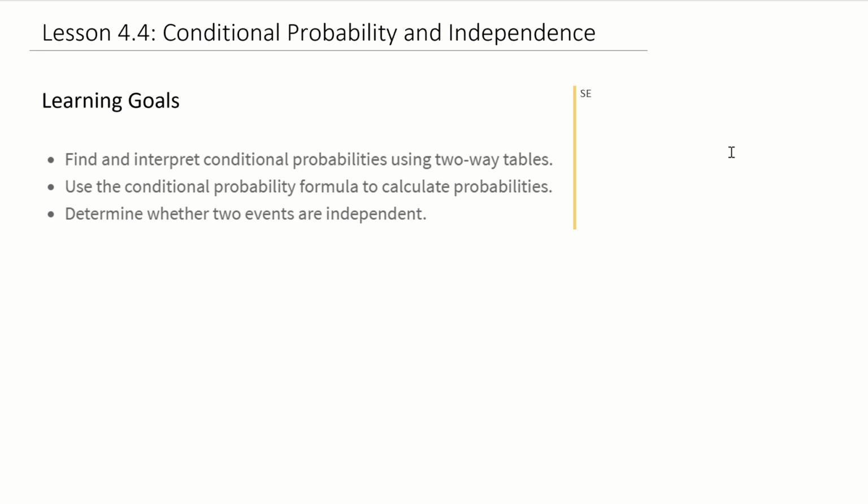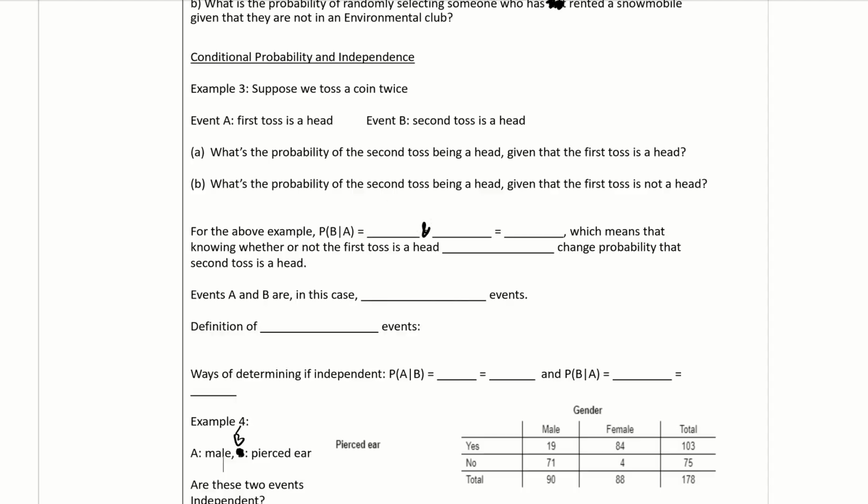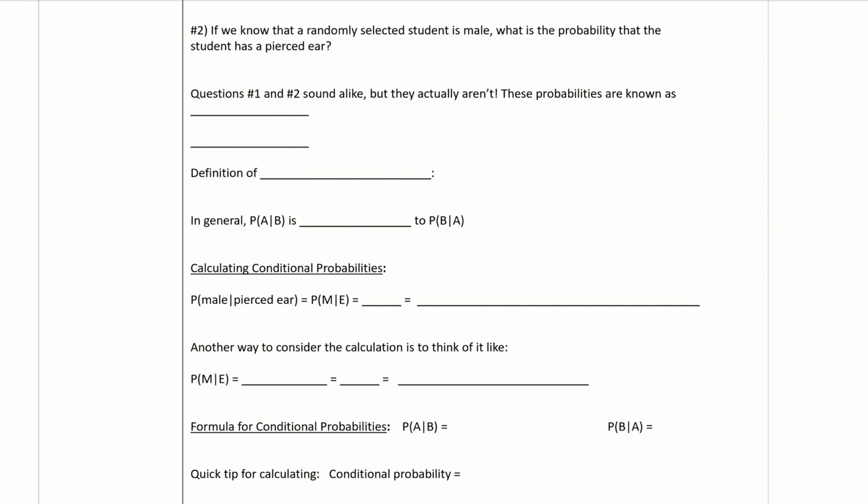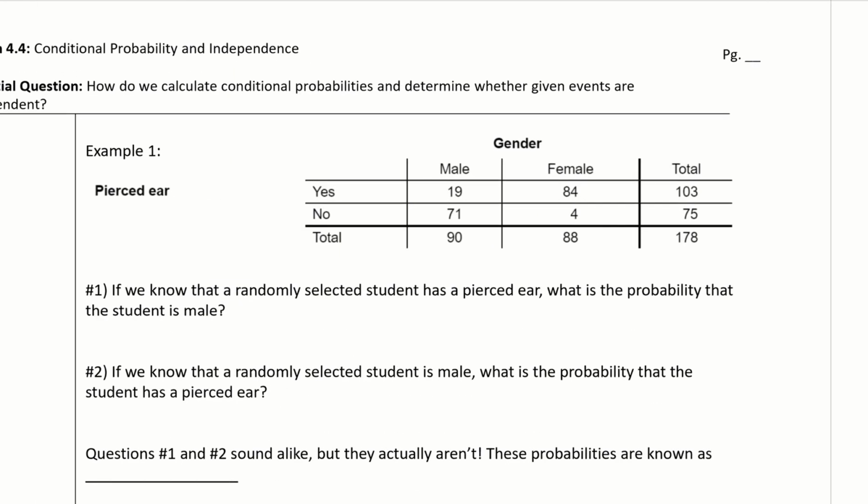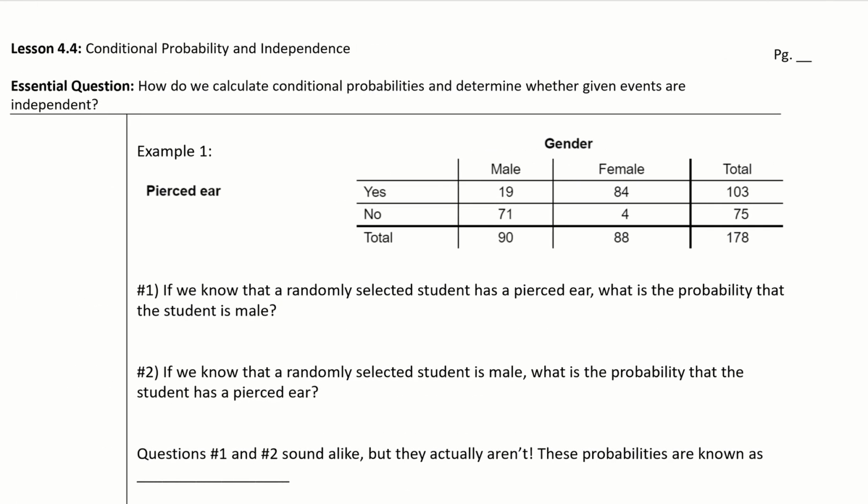Our learning goals today are to find and interpret conditional probabilities using two-way tables, use a formula for conditional probability to calculate probabilities, and determine whether two events are independent. Our question today is how do we calculate conditional probabilities and determine whether given events are independent?